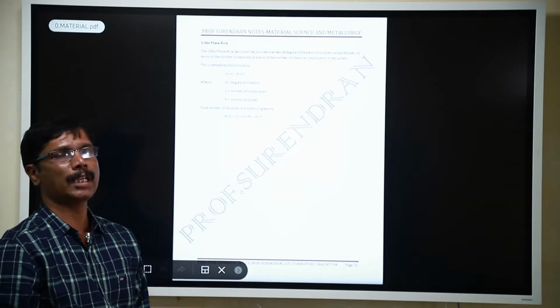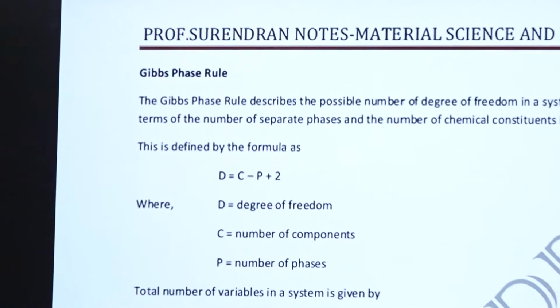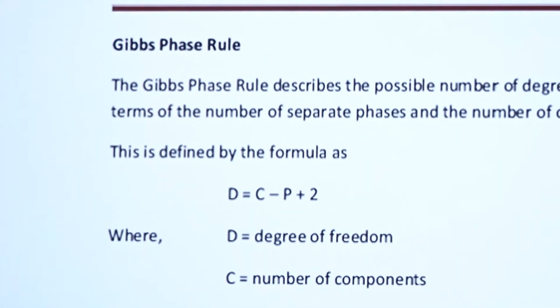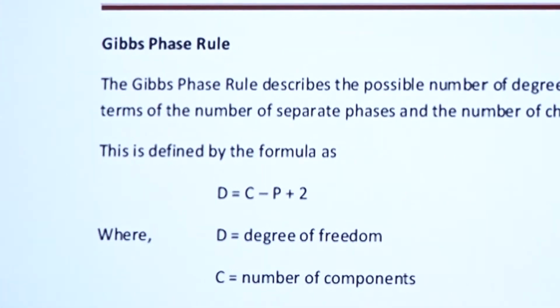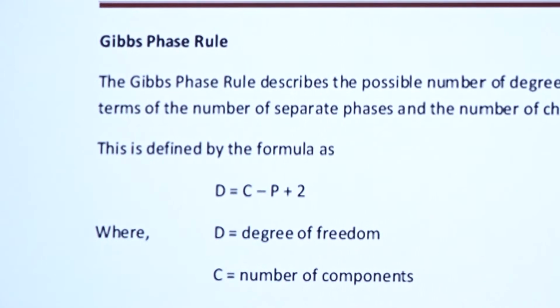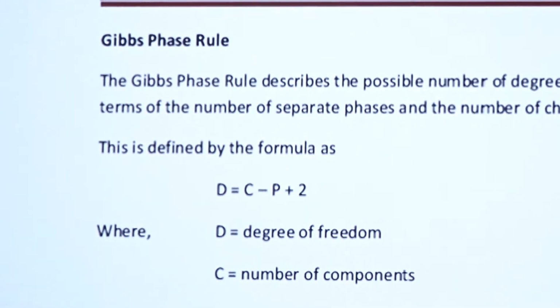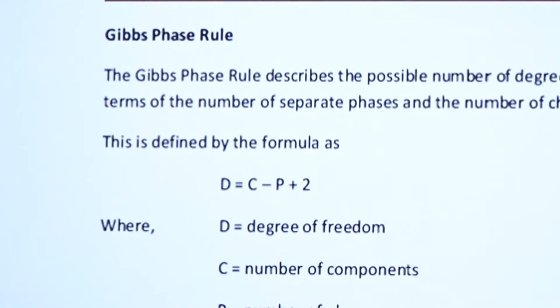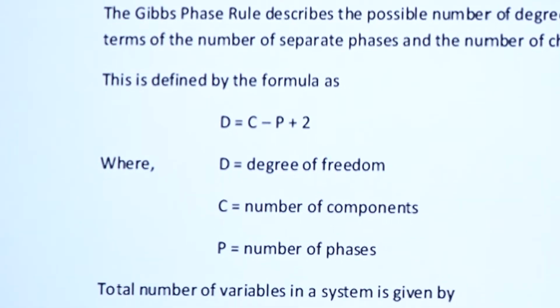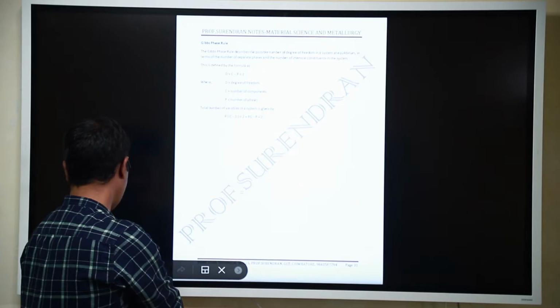Next thing we are going to see is the Gibbs phase rule. It is used to find the degrees of freedom of the system, that is D equals C minus P plus 2. Where D is the degrees of freedom, C is the number of components, and P is the number of phases. So this is a two component system. It depends on two variables, so it can be plus 2.